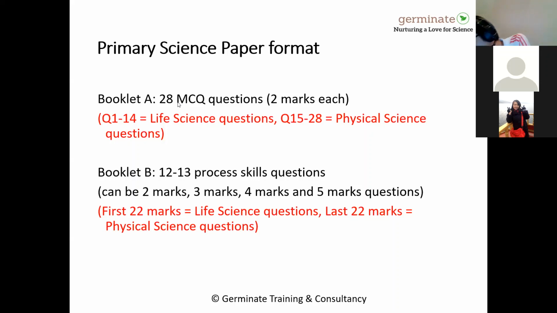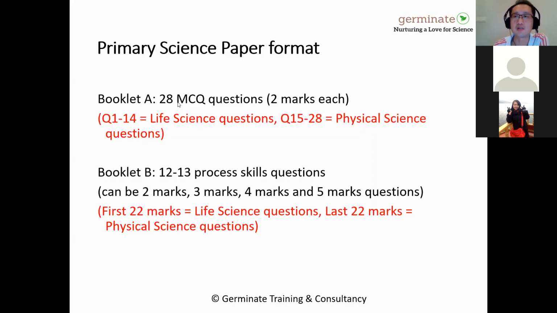So for those of you who have already bought your past year PSLE paper or book, which I have here, the 2017 to 2019 PSLE Science Revision Guidebook, this is the book that most of your children in P6 should have from school. The important thing is, if you look at all the past 3 years' papers, all of them have 28 MCQ, and the first 14 questions are the life science questions.